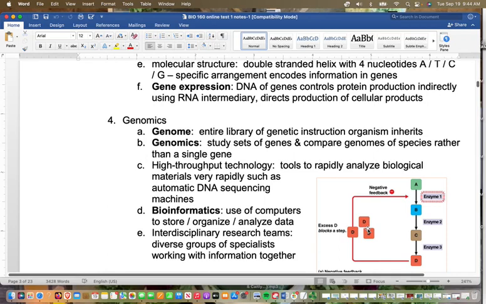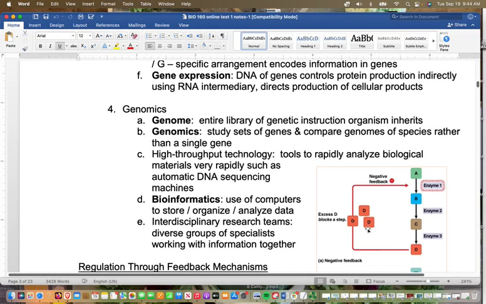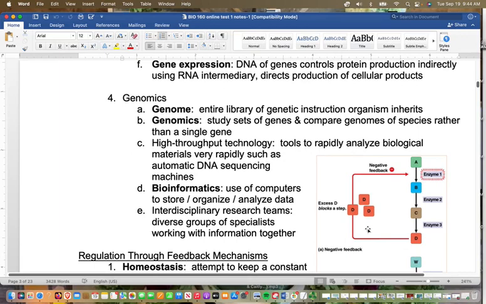A lot of times research teams are interdisciplinary. We have diverse groups of specialists working together. You can't be an expert in everything. And so having these interdisciplinary teams allows people to be experts in their field and to be able to have the benefits of working with other experts.